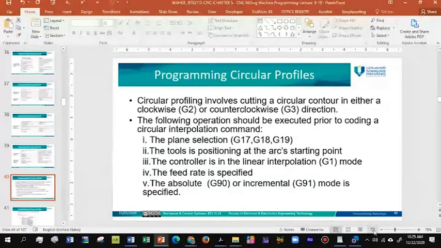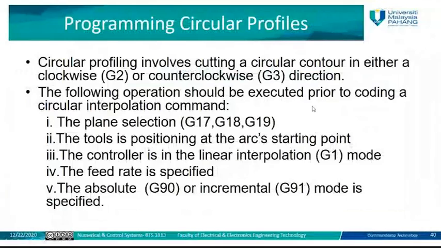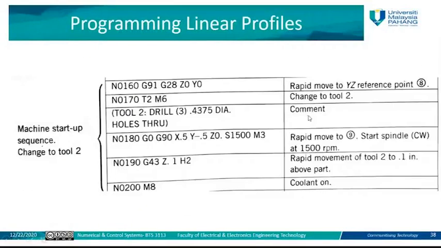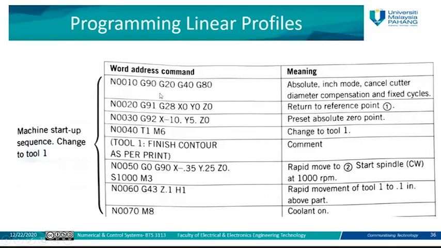Okay, for the circular profile, as I told you before, when we talked about the linear profile, we did not have such a complete program to perform a task. We only had one line of code, which is G1 at this coordinate, just to show you how the format of the linear profile is applied for one block or one address. But in this chapter, we are going to see this command in a complete program.